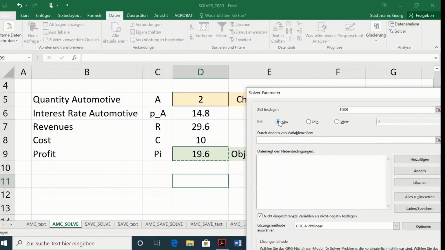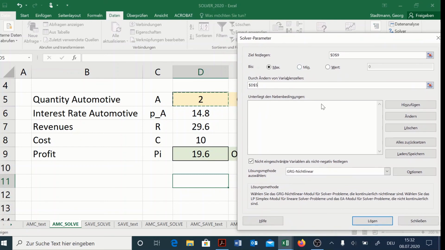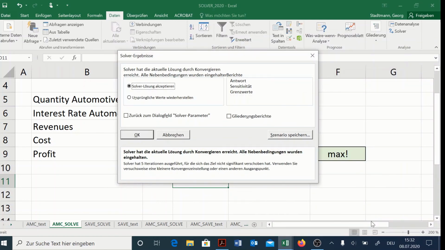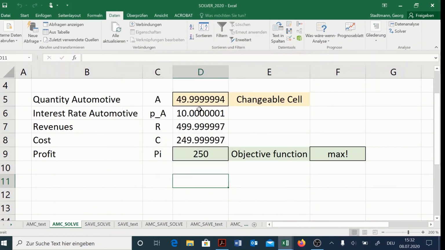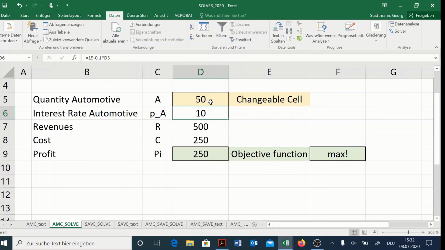Then we have to confirm that we want to maximize it, so the dot has to be at the maximization problem. And then the changeable cell, this is cell D5. In the next step, I press Solve, Lösen, and Excel was able to find the optimal quantity equal to 50.